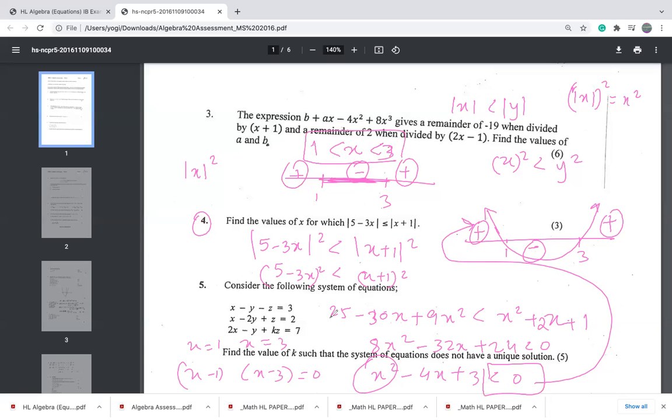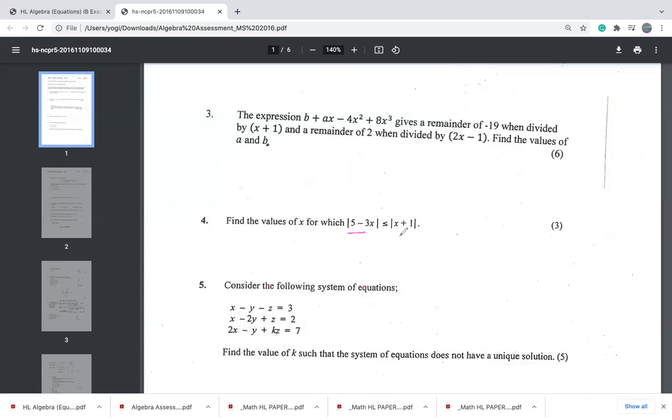So this is one way you do it, by squaring. The other way is by graphing. When you're graphing, you have to plot these two graphs. First you plot the absolute value of x plus 1 graph. It is here. It cuts the y-axis at (0, 1), and here it cuts the x-axis at (negative 1, 0). And then draw the absolute value of 5 minus 3x as well.